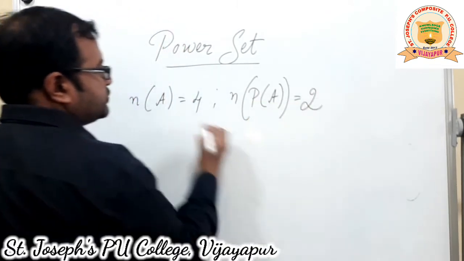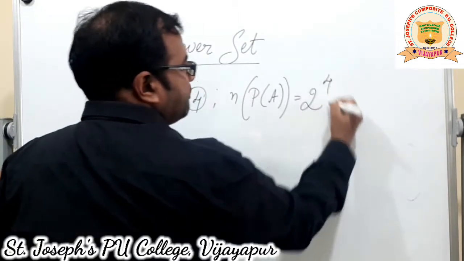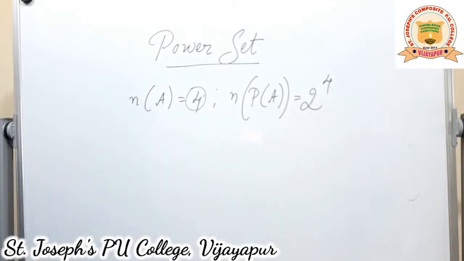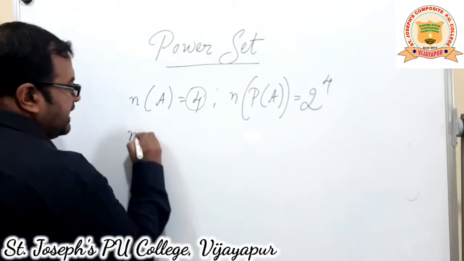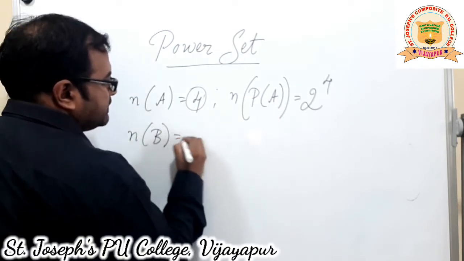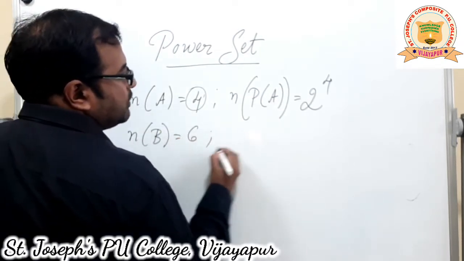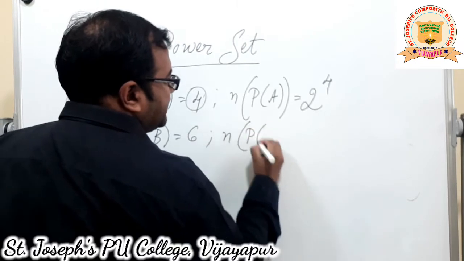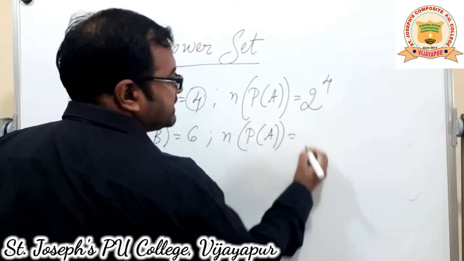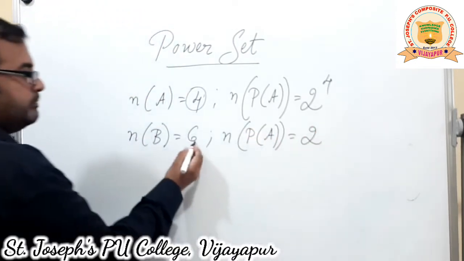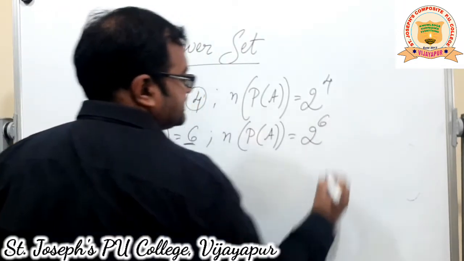2 raised to this number 4. We can simplify that and find the number. Then n of B is equal to 6. What is n of P of A? That is nothing but 2 raised to this number, that is 6.